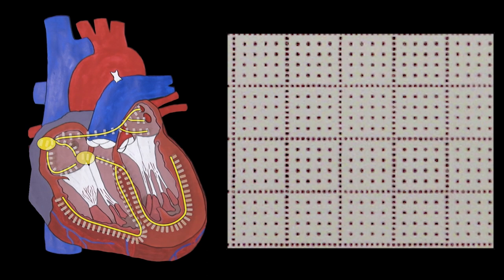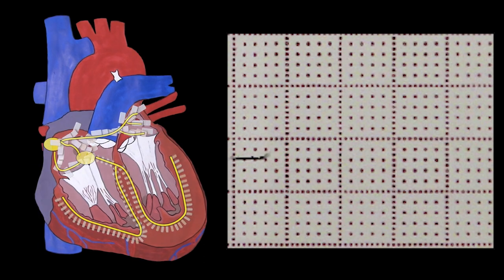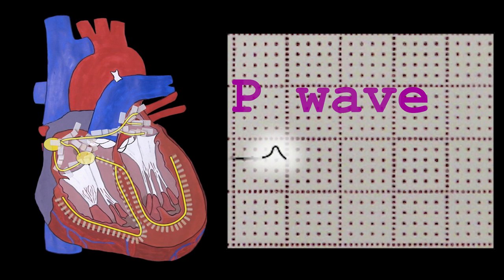Okay, now that our heart is next to the graph paper, let's see how the different depolarizations cause our different EKG waves. When the heart is at rest with no action potentials, our EKG will have a flat line. This means there is no measurable electrical activity. Once the SA node depolarizes and the signal spreads through the atria, we'll see a depolarization on our graph. We call this deflection the P wave.